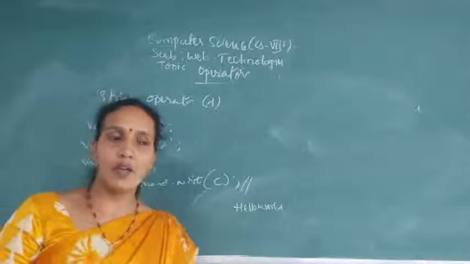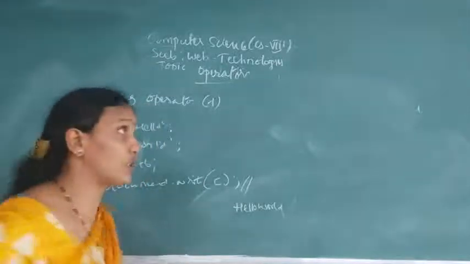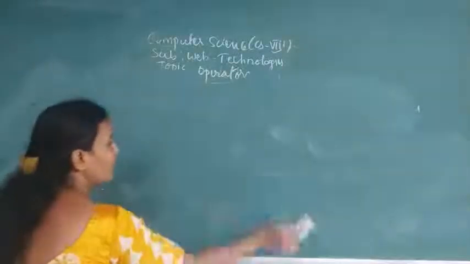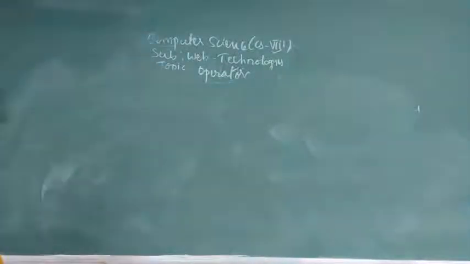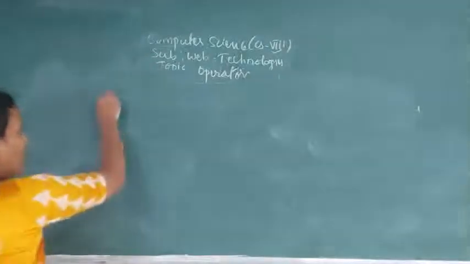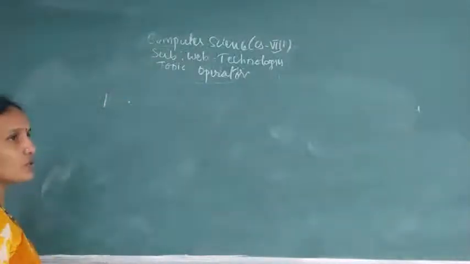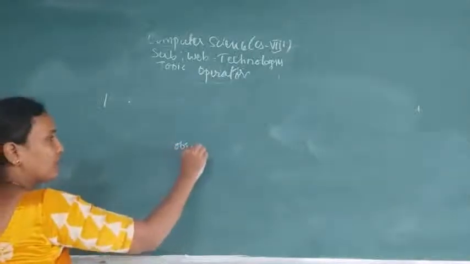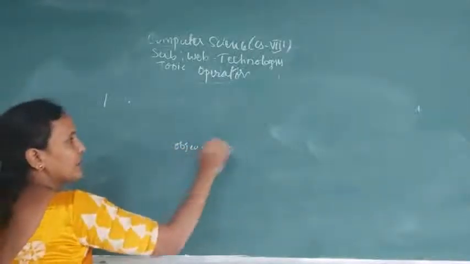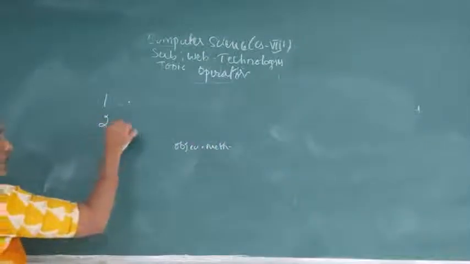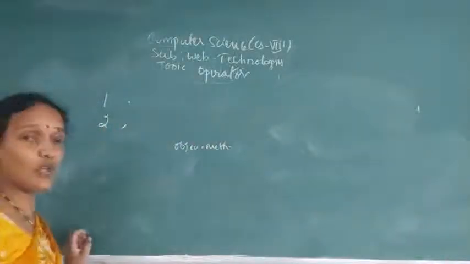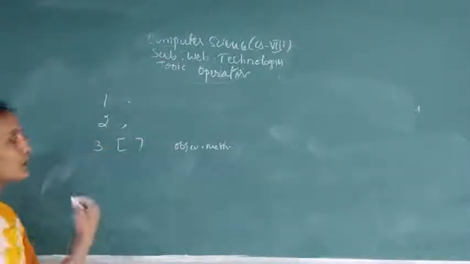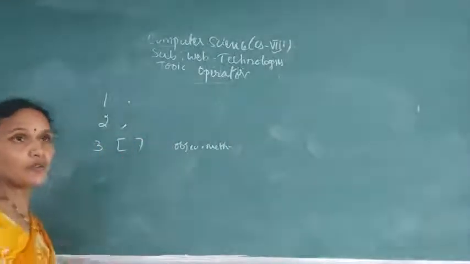Okay. And other than this, you have miscellaneous operators, that is the dot, comma. This means the operators which do not come under these. One is a dot, which is used to separate object and method. Object dot method. This is a dot. Next, the second one is a comma, which is used to separate two variables. And the third one is a square bracket, which is used to give a subscript of an array.